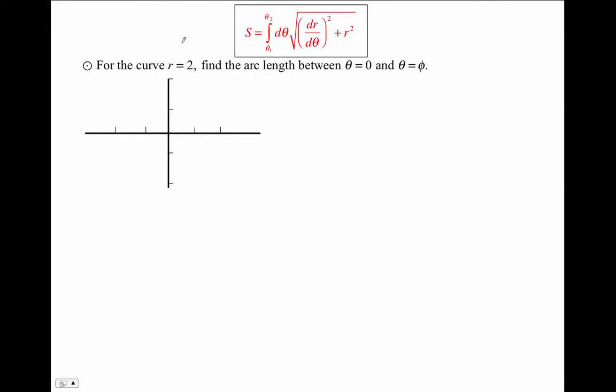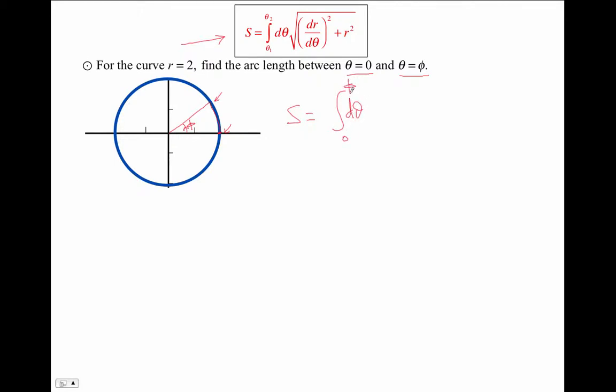Let's quickly apply the formula that we've just derived for the length of a curve. First, for the curve r equals 2, we are asked to find the arc length between theta equals 0 and another angle, theta equals phi. Of course, this is just a circle of constant radius 2, and this is the angle phi. We are asked to find out this length, that is to say, if we go from here to here. Since r is a constant, dr by d theta is 0. And so s is the integral over theta from 0 to phi. And since the square root of r squared is r and r is 2, then s becomes simply 2 times phi. Of course, if phi is 2 pi, then we'd get s equals 4 pi, and that would be the circumference of a circle of radius 2.